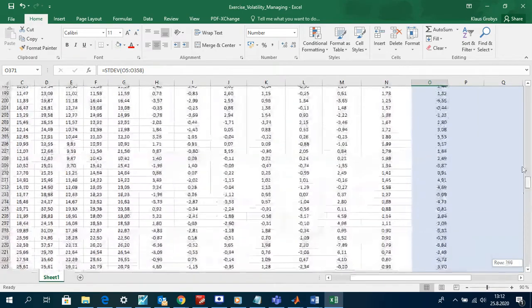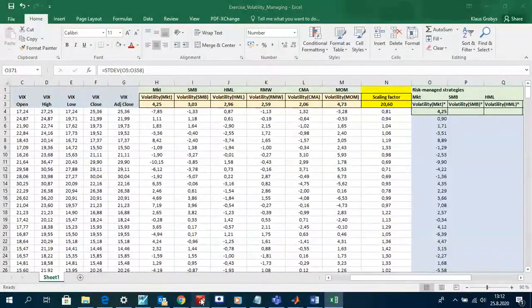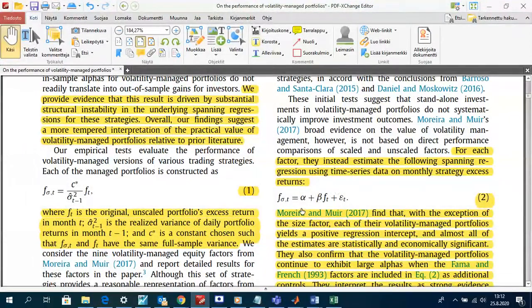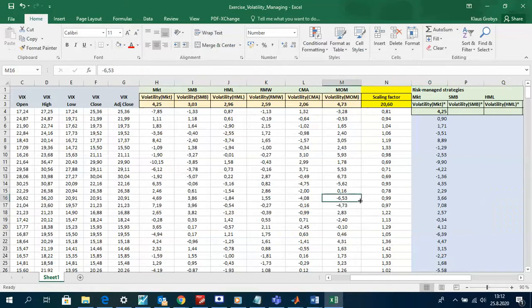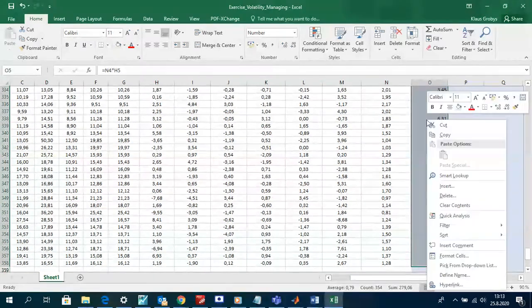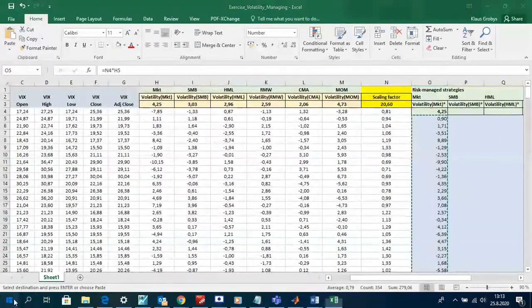So what do we do next? You remember from this paper, they regress the risk managed series on the standard series. And later on, they even control for the Fama-French factors. So that's what we also want to do now. Let's just copy this payoff series here into a new matrix, in a new Excel file.